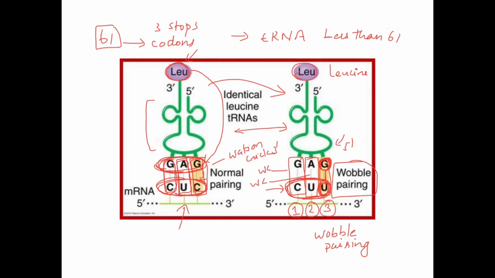So all the codons that differ in the third position and code for the same amino acid can use a single tRNA in protein synthesis. Thus we can decrease the amount of tRNA in the cell. That means one tRNA can recognize all the codons representing the same amino acid. Okay, that's all regarding tRNA.